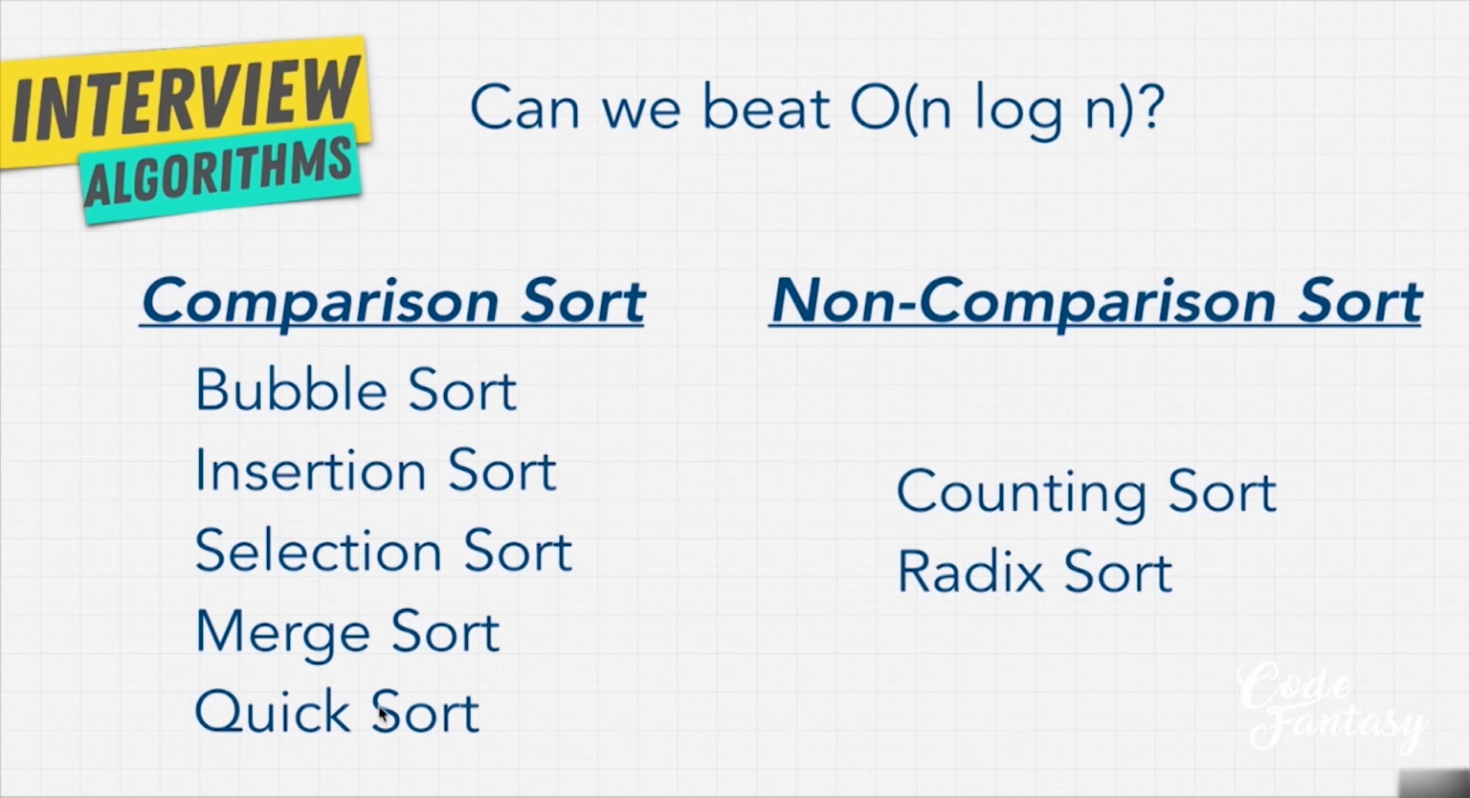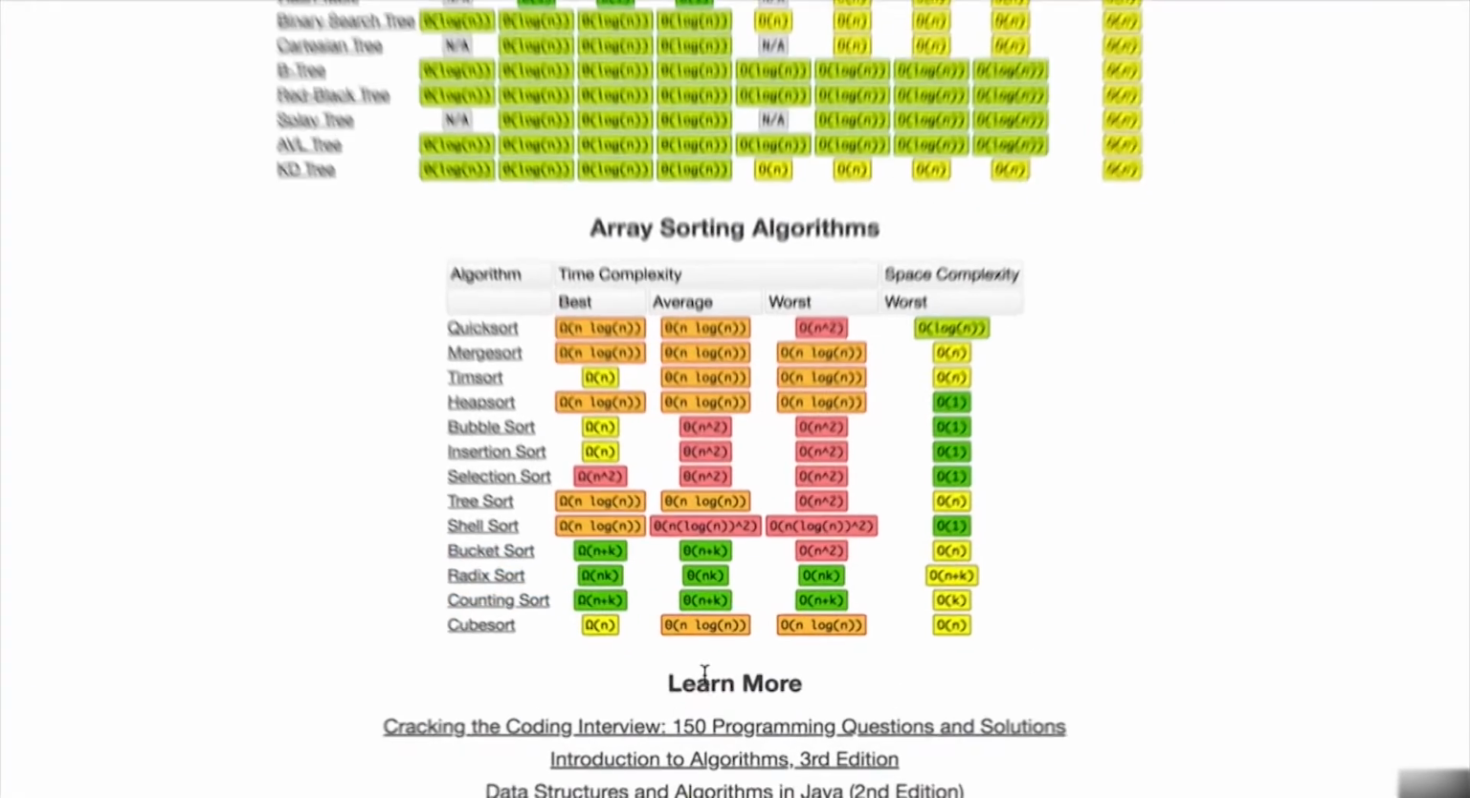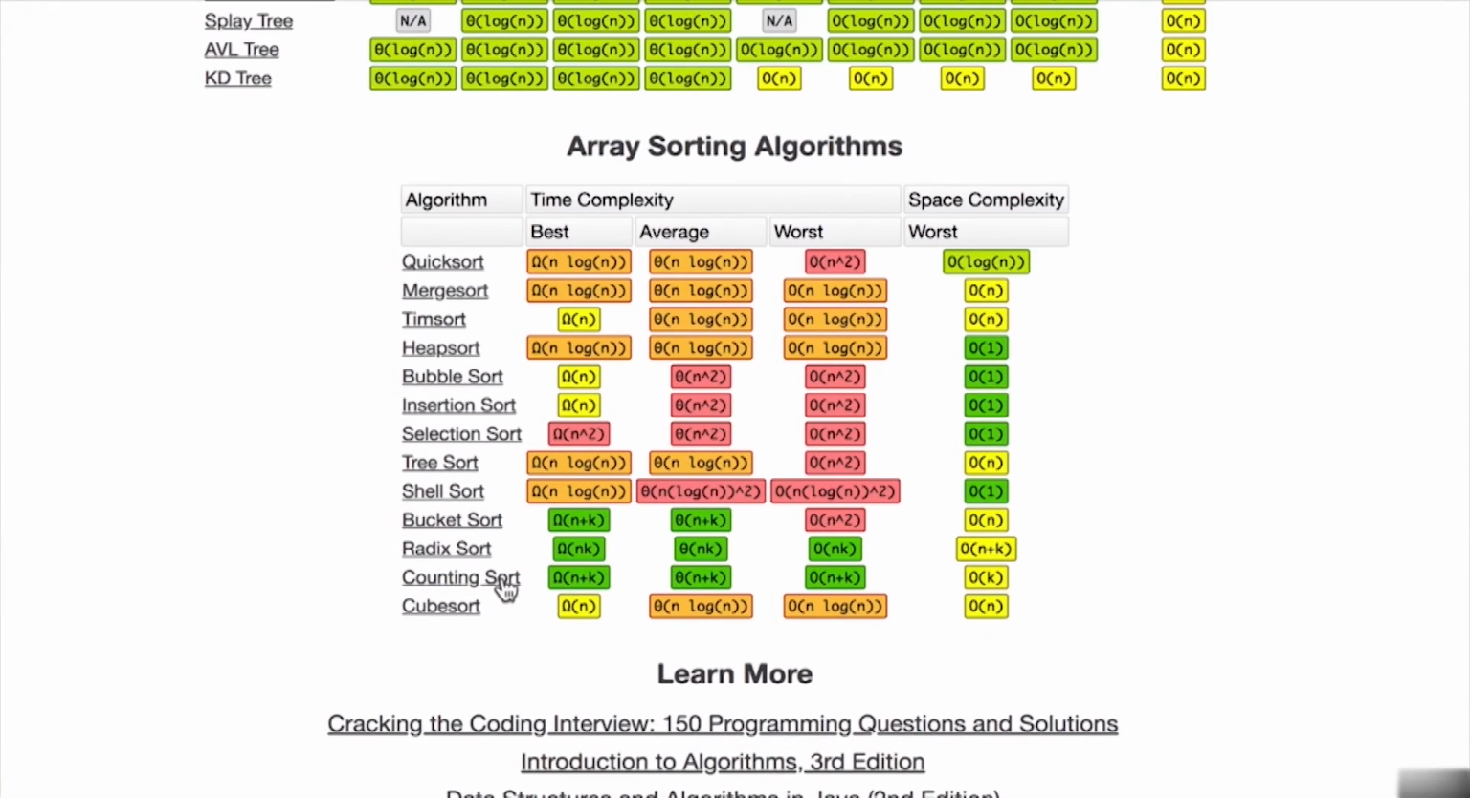You see, unlike something like merge sort or quicksort that are universal, that is, they can sort any type of data, things like counting sort and radix sort are only useful for fixed length integers. But they are able to beat the speed of O n log n. And as you can see here, bucket sort, radix sort, counting sort, in their average cases, have O of n plus k, O of nk, O of nk.